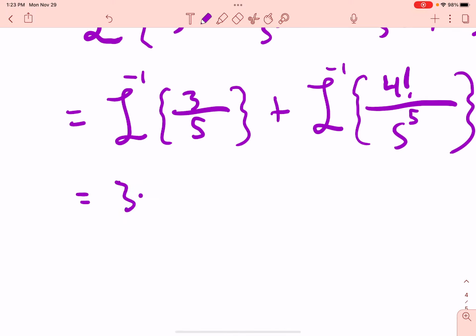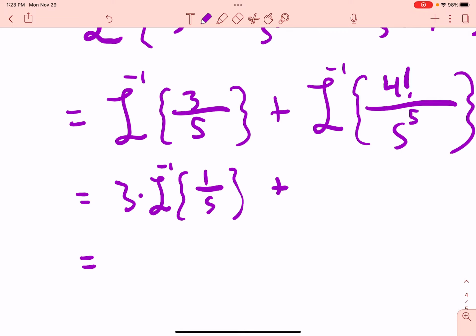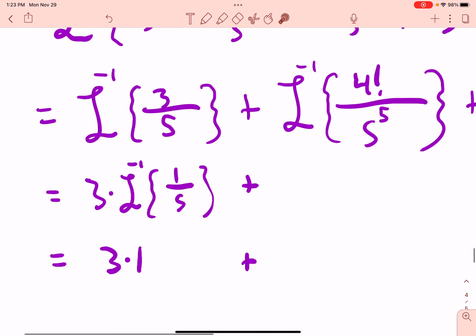So this is 3 times the inverse Laplace of 1 over s plus, and we'll continue that stuff to the right in a moment, but let's just finish with this one first. The inverse Laplace transform of 1 over s is just the constant function 1. So this is 3 times 1, which means that this first part is just going to turn into the number 3. Let's look at the next one.